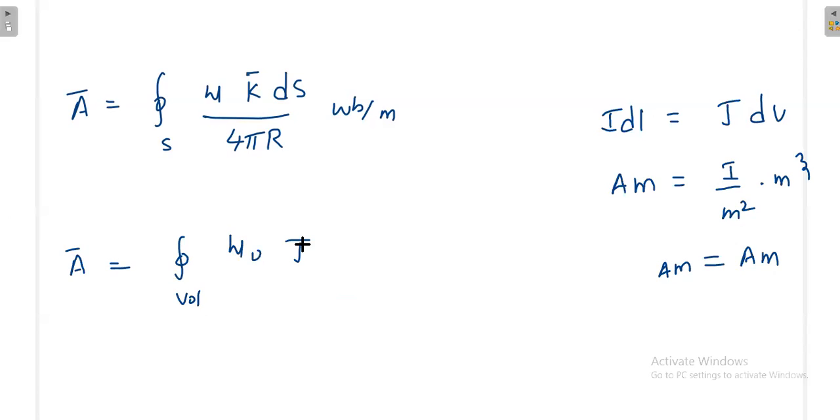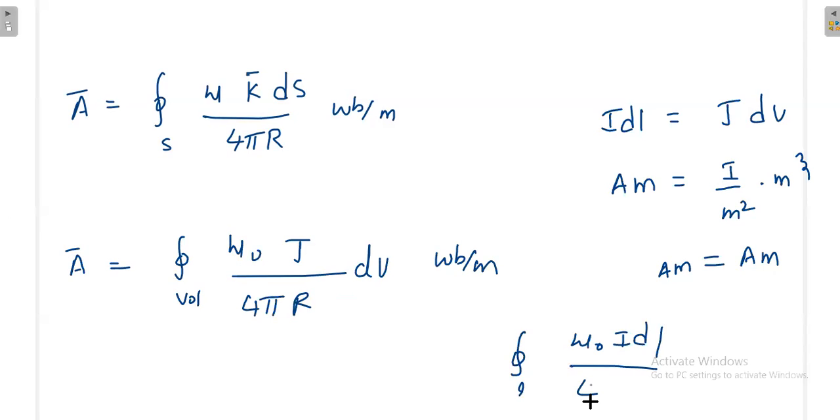So mu naught J divided by 4 pi r, volume integral dv, Weber per meter. What am I writing? Initially, I know the integral of mu naught I dl divided by 4 pi r. In this integral, I dl I am replacing with the volume integral J dv. That's it. These are all magnetic vector potentials due to a current element, current density, or a sheet carrying current. These are all simple formulas. In the exam, they may directly ask this.